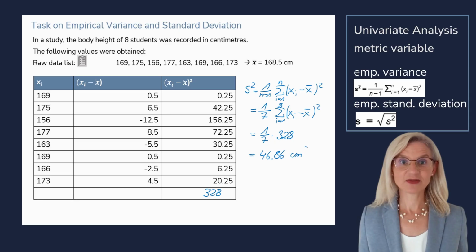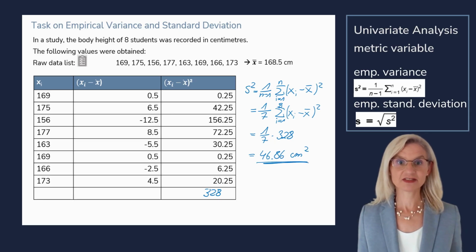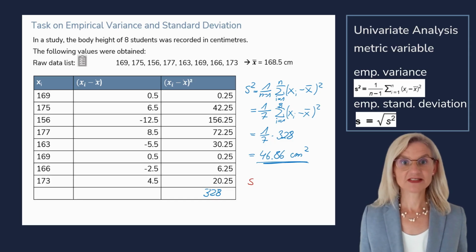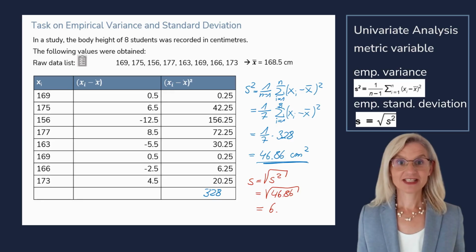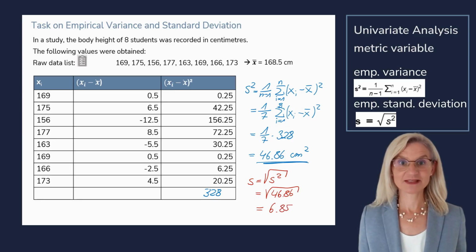Because variance is expressed in the original unit squared, our result is 46.86 centimeters squared. Finally, to find the empirical standard deviation, we take the square root of the empirical variance. This equals the square root of s squared. So s equals the square root of 46.86, which is about 6.85. The empirical standard deviation is therefore 6.85 centimeters, restoring the same unit as our original data.